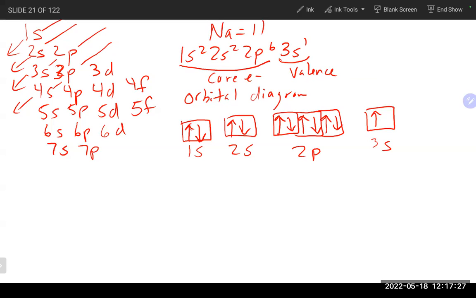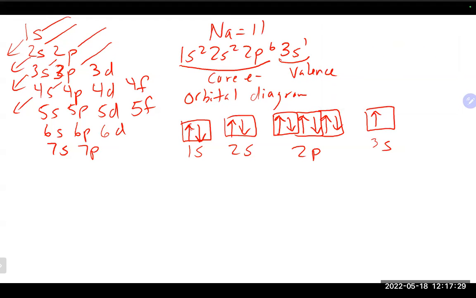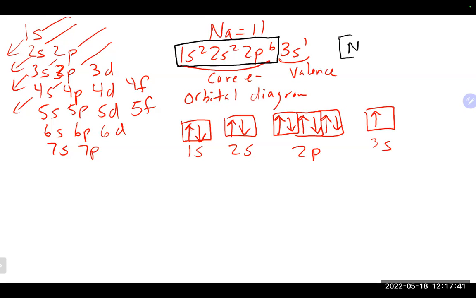Now, obviously, we talked about a couple of different ways as well. We could do sort of a shorthand for this, as this part of the configuration is 10 electrons, which would be neon in this case, and 3s1. So again, we kind of always put a noble gas in the little brackets there, and then continue on with our 3s1. Any questions on that there?